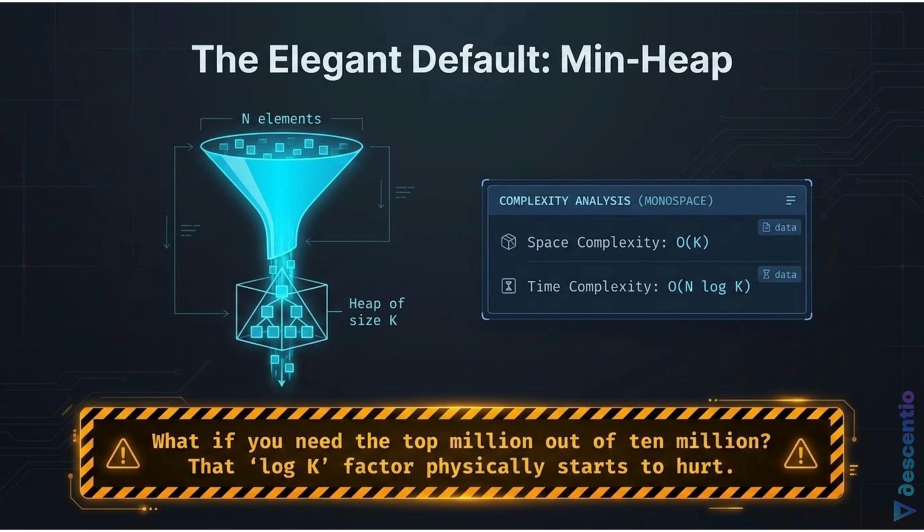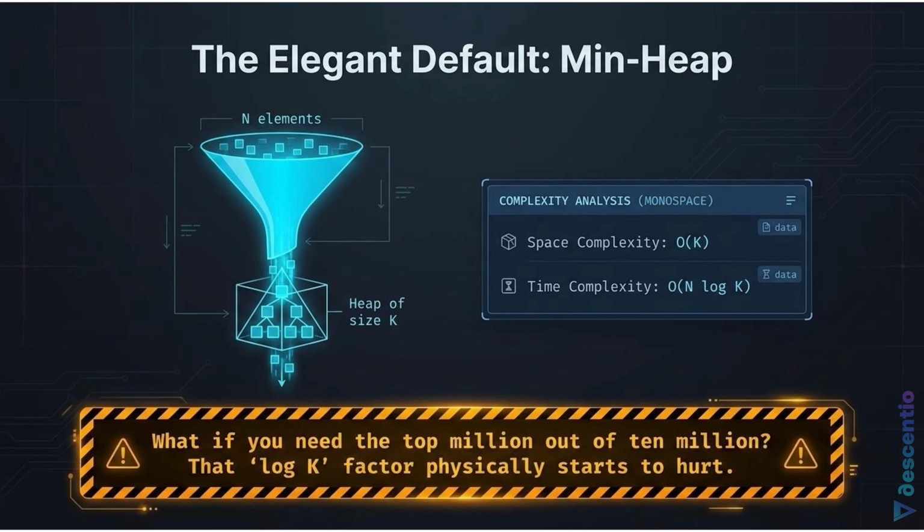Let's actually look at the mechanics of that default reflex, the heap approach, and see exactly where the engine starts sputtering. Let's do it. So most people know the textbook method. You maintain a min-heap strictly of size k. And as you scan through your n elements, you just compare each new element to the root of the heap. If it's bigger, you pop the smallest item out and push the new one in. Exactly. That is the standard implementation, and it's elegant. It strictly bounds your memory usage to O(k) space.